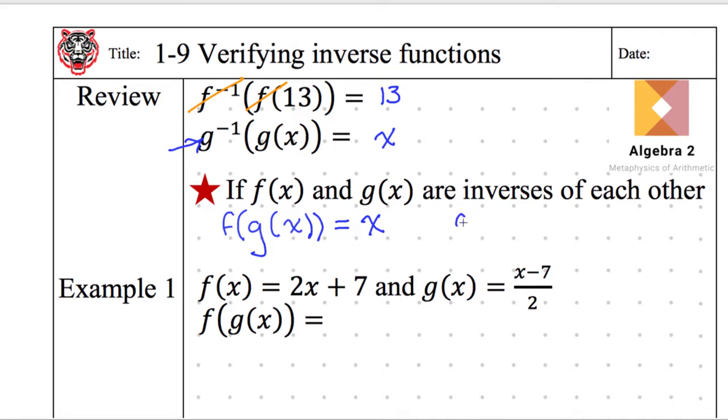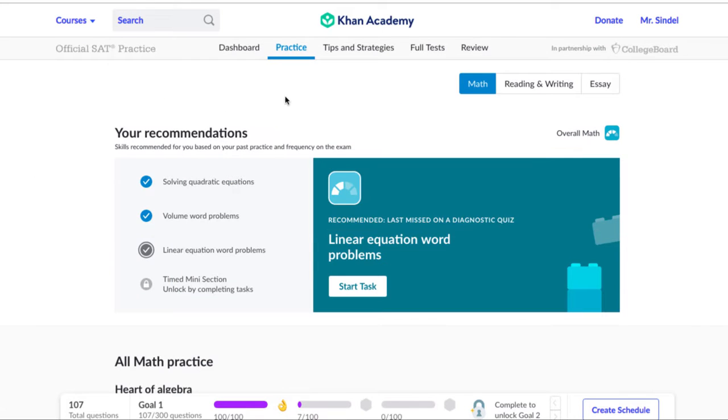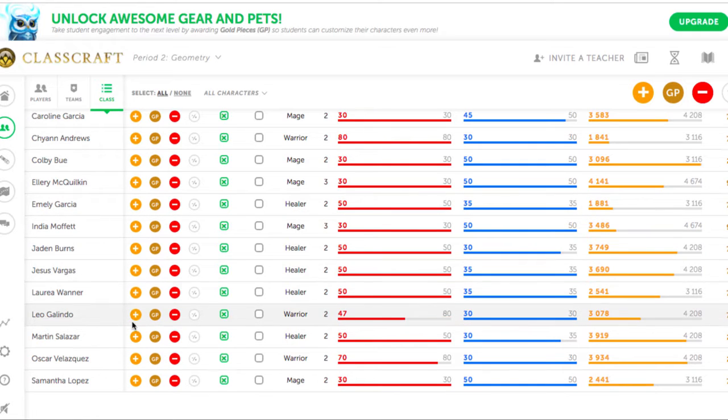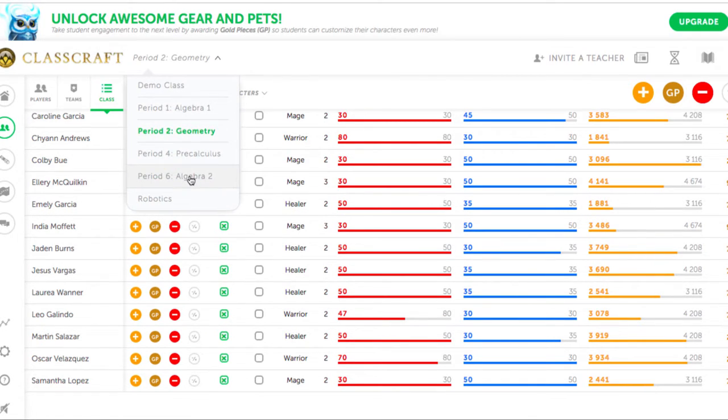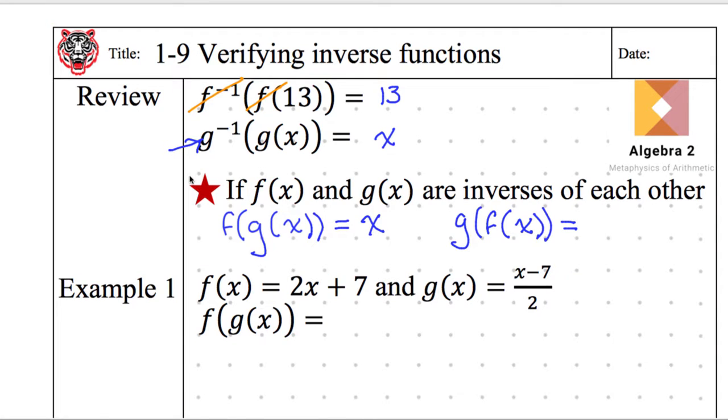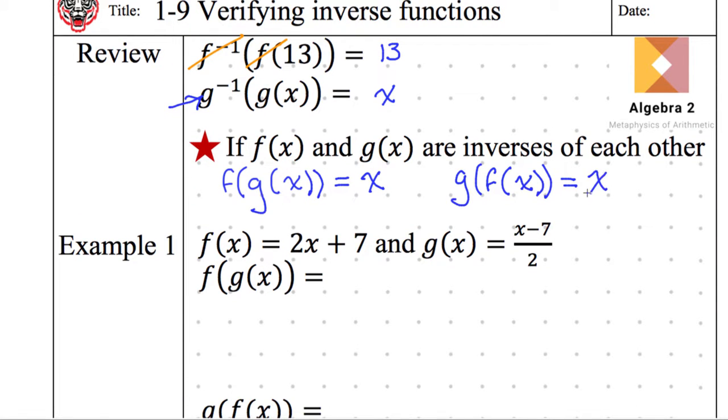Which also means, if I do g of f of x, that should be equal to what? It's x again. When I apply the inverse functions on top of one another, the inverse with the non-inverse, I always come back to my original input. In fact, we're using this statement, which I marked with a giant star, to prove whether or not two functions are inverses of each other.